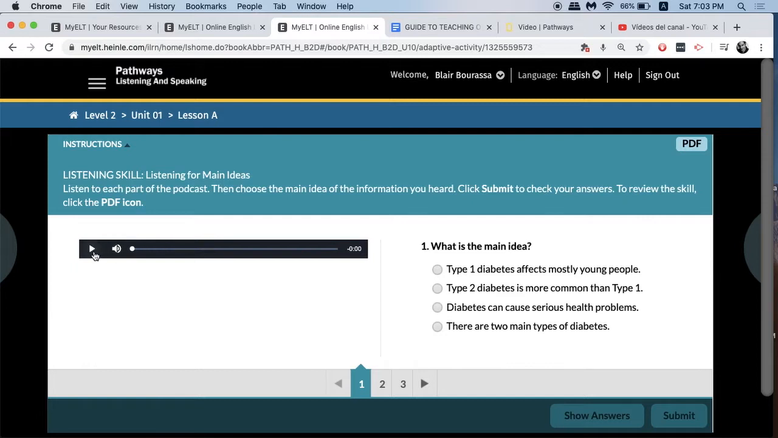There are two main types of diabetes, type 1 and type 2.